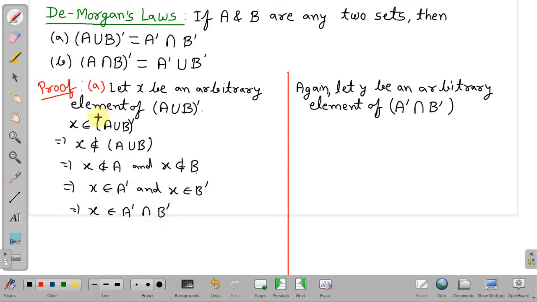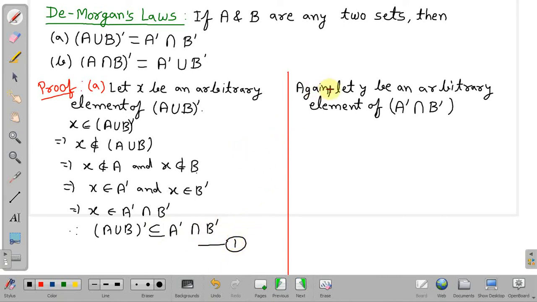If you notice here, we have started by assuming x as an element of (A union B) complement and concluded that x is also an element of A complement intersection B complement. Therefore, we can say that (A union B) complement is a subset of A complement intersection B complement. Okay. Suppose this is equation 1.